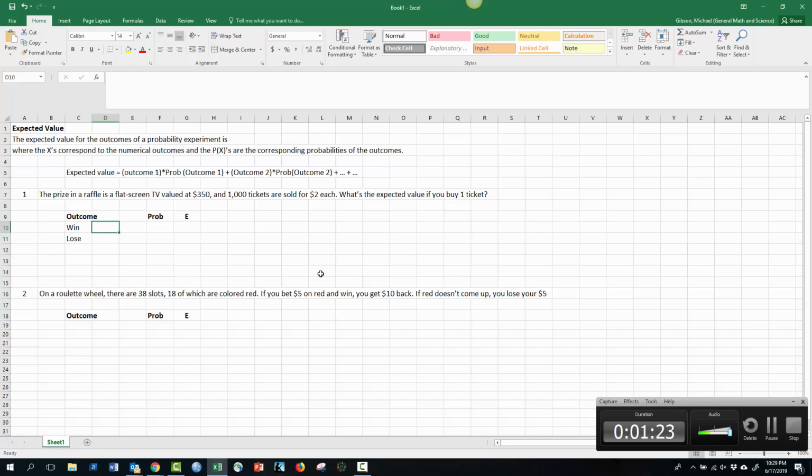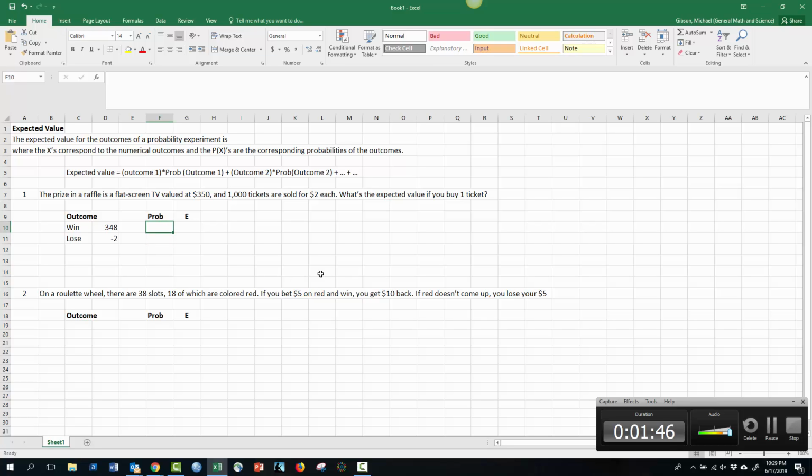If you win, what's the outcome? Well, I'm going to type in equals here. You win the $350, but you've also had to buy one ticket, right? So you really win 350 minus 2, you win $348. If you lose, the only thing that happens is you lose that $2 for your ticket, so minus 2, right? So in a win outcome, you gain 348, in a lose outcome, you lose 2.